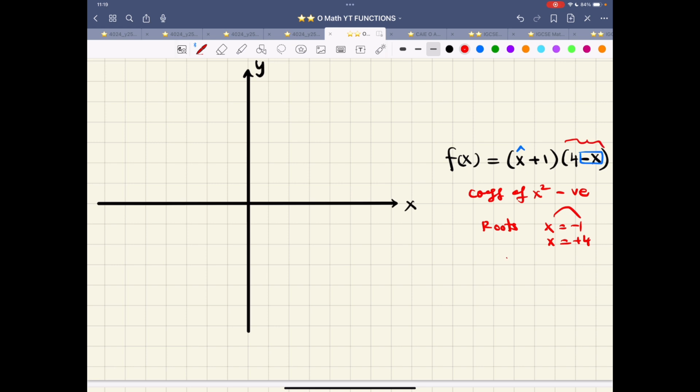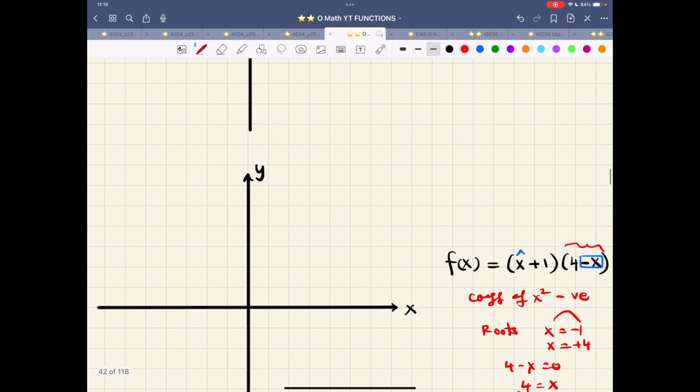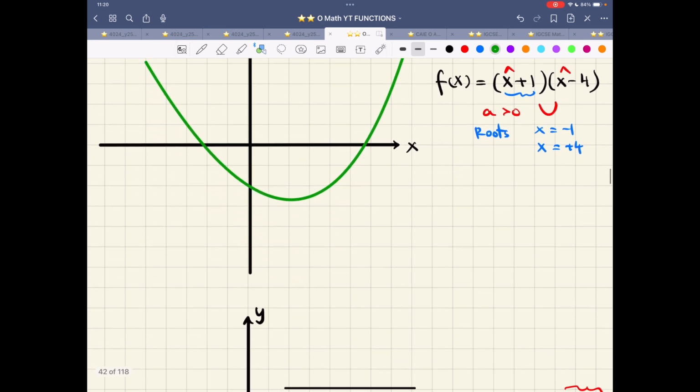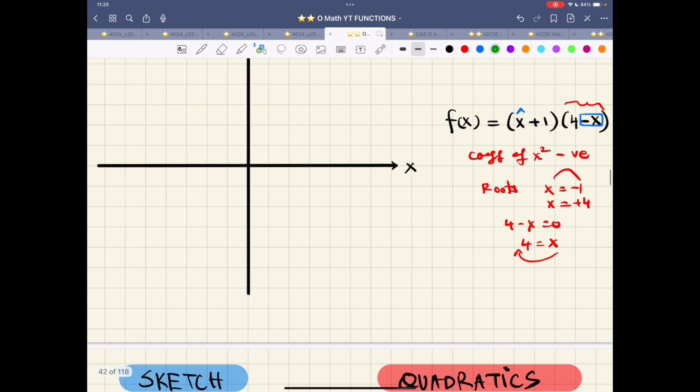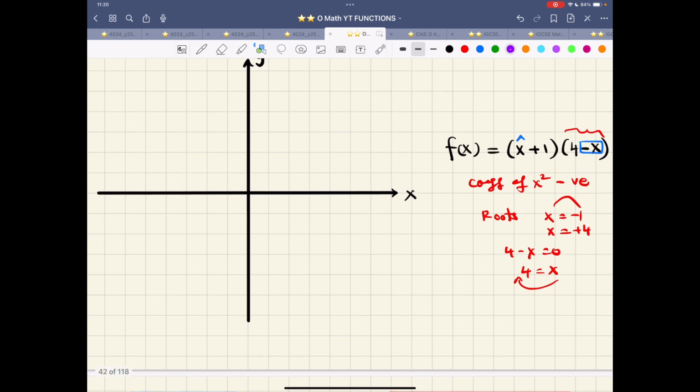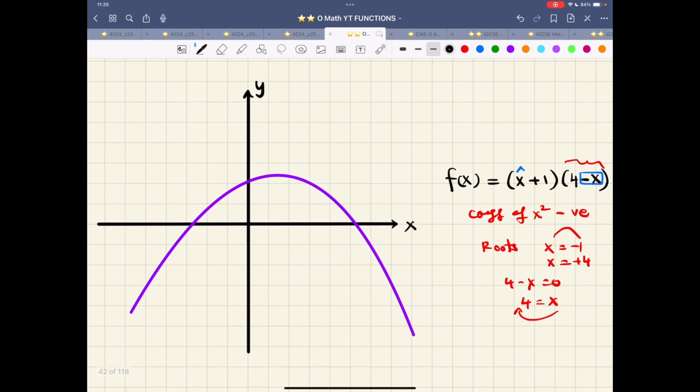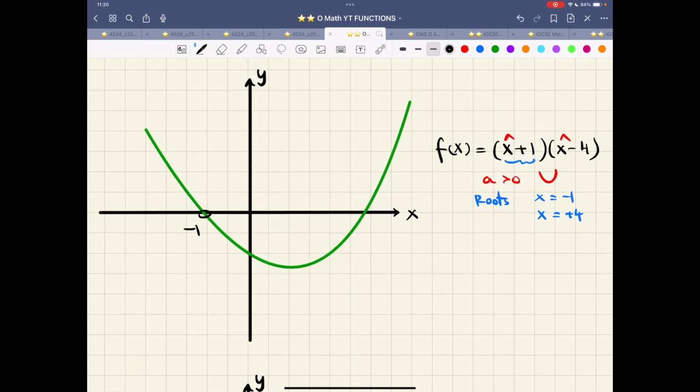4 minus x equals to 0. Therefore, 4 is equals to x, which is the same thing as x is equals to 4. So now the first one is the normal one. A normal means the one with a minimum, and let me choose this green color. So this is minus 1 and positive 4. So minus 1 and positive 4, it goes like this. I'll soon label it. And this is also minus 1 and 4, but it's upside down. Let me choose the black color. So this is negative 1, this is positive 4.